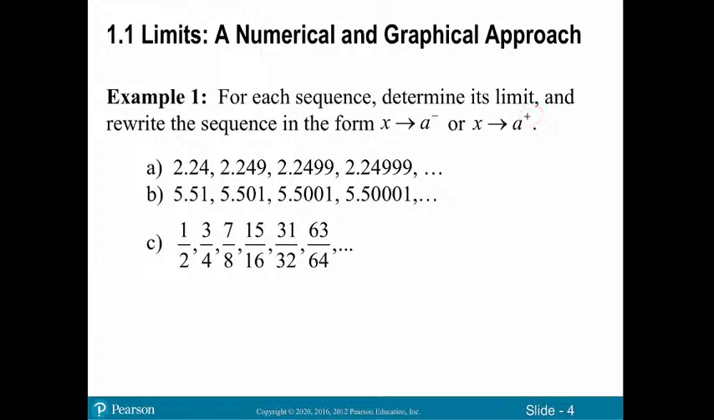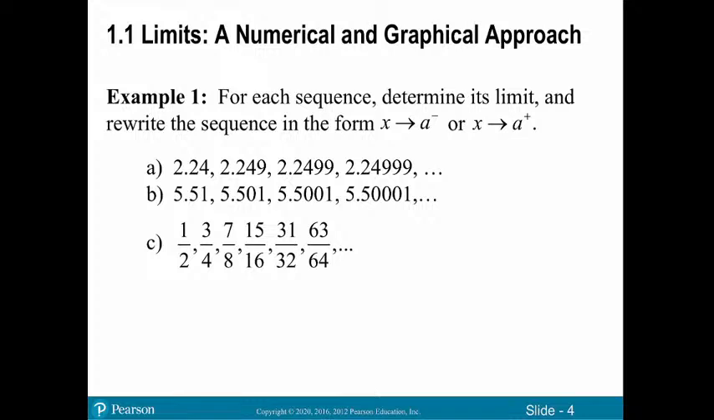So if we look at part A, the first number in the sequence we have is 2.24, and then 2.249, and then 2.2499, and then 2.24999, and so on and so on. So this limit is going to be 2.25. It's going to be as x approaches 2.25 coming from the left, right? Because these numbers are smaller than 2.25, so these are approaching 2.25 from the left.